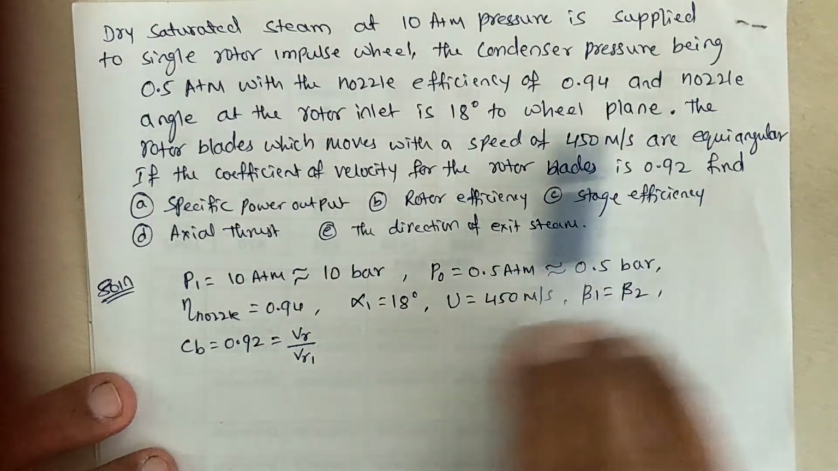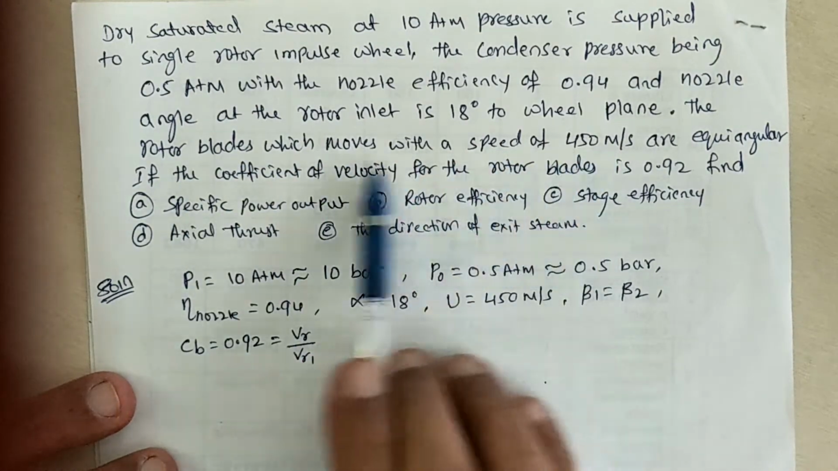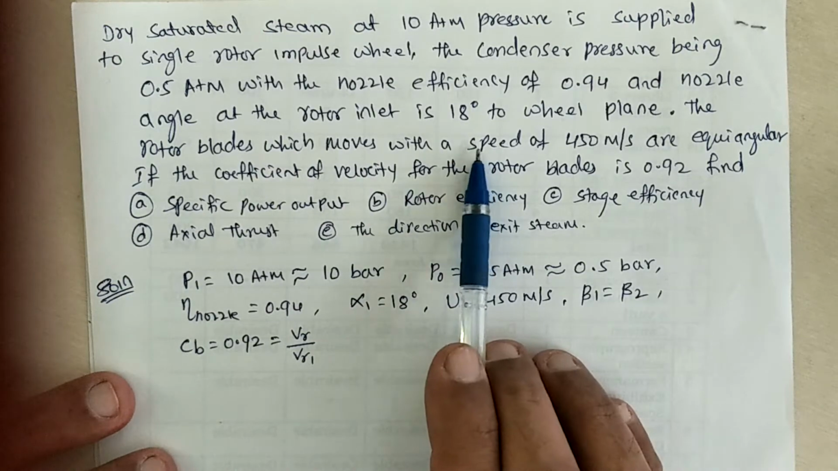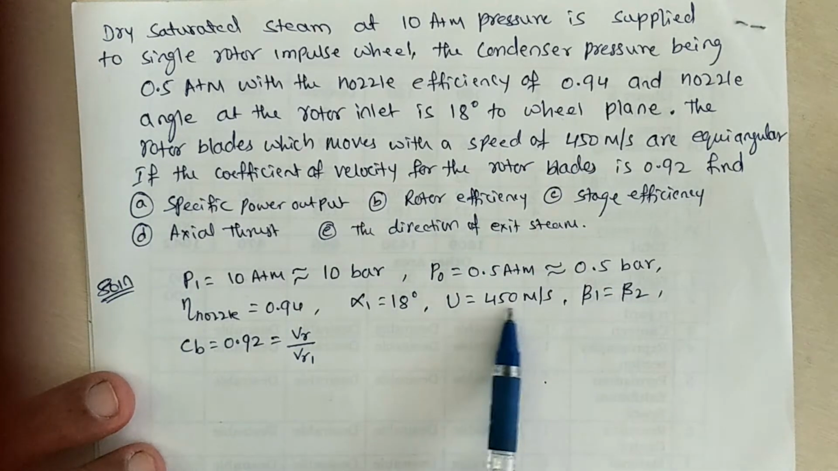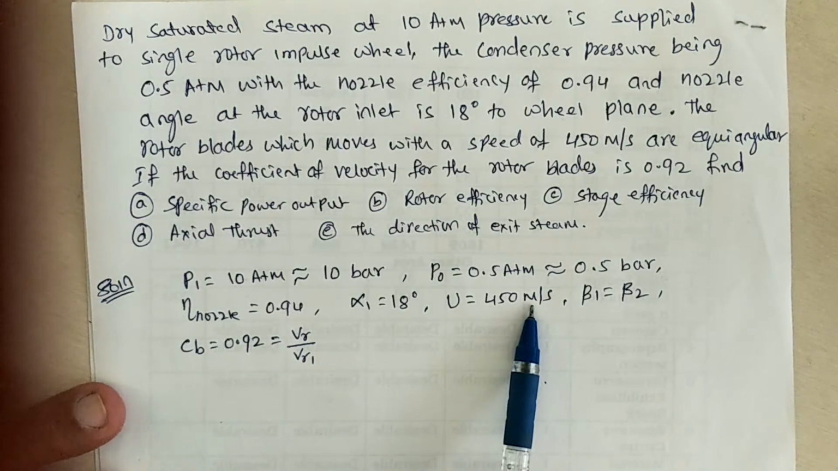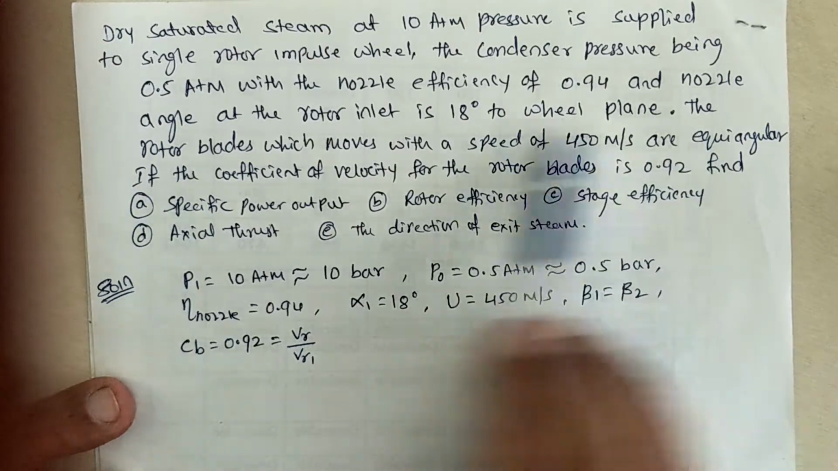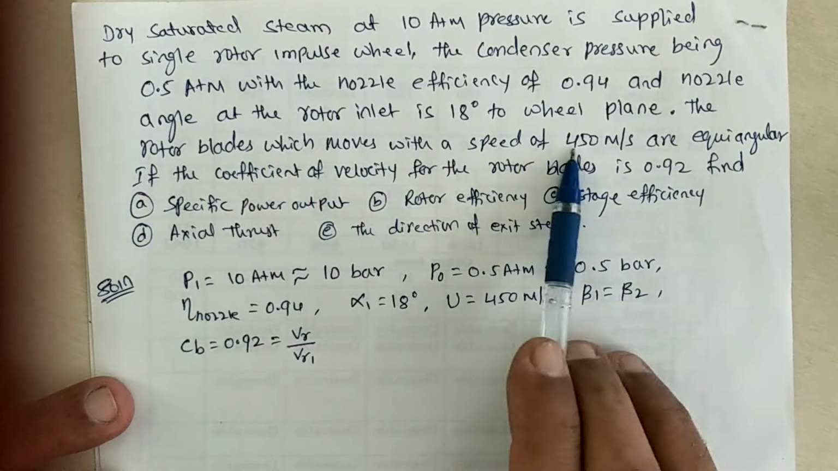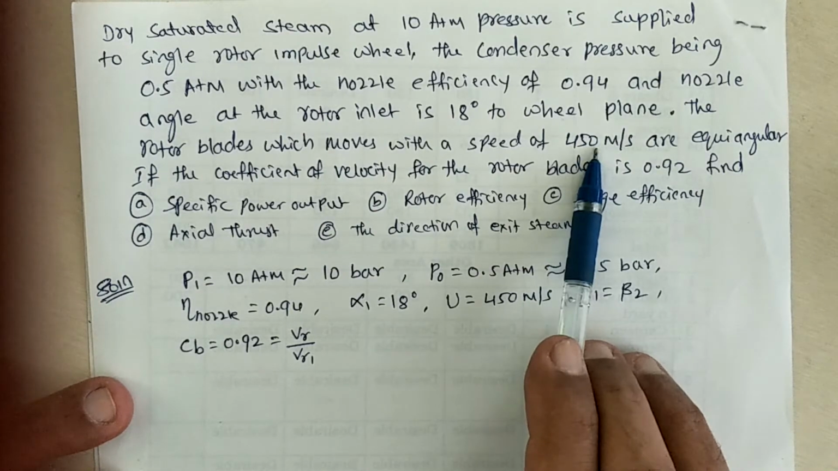Then the rotor blades, which move with a speed of 450 meters per second, right? The rotor blade speed is nothing but the tangential speed, and that value is given as 450 meters per second, and the blades are equiangular, right? So 450 meters per second is the value of u, that is the tangential speed of the rotor.